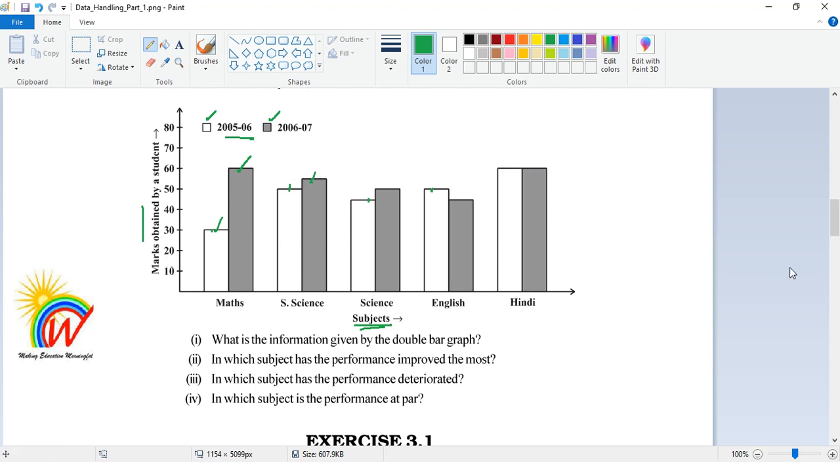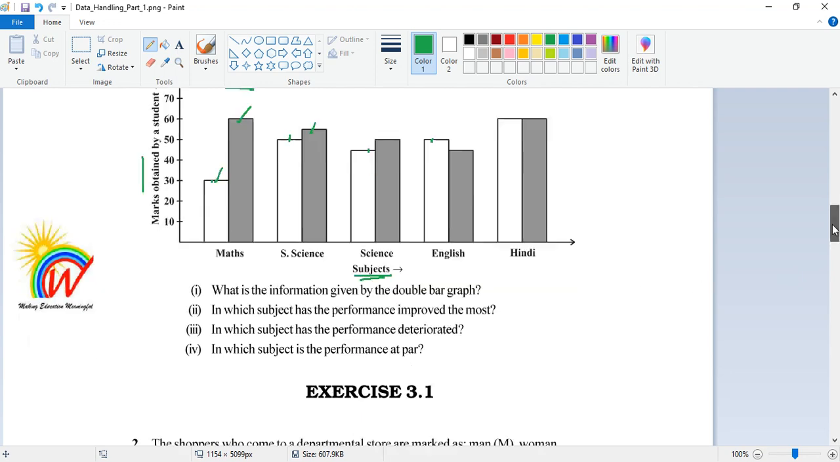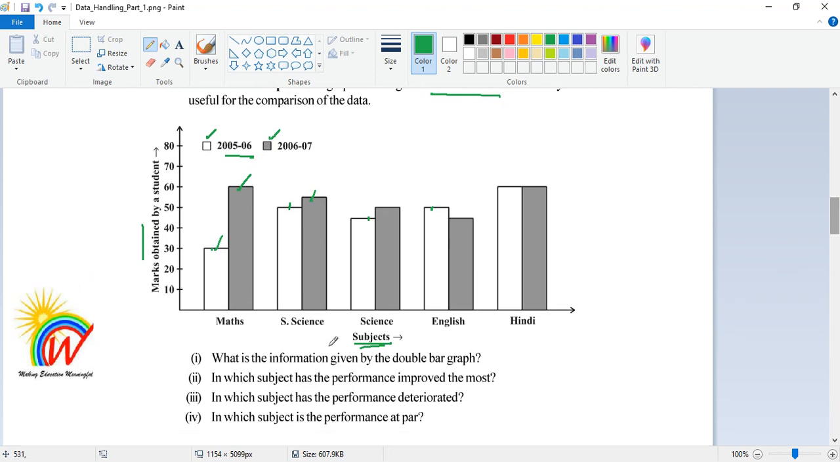Okay, so what is the information given by the double bar graph? We just have to say that it is talking about the marks obtained by a student. Whatever you have written over here, marks obtained by a student in 2 different years, in different subjects, math, science, social science, English and Hindi, in 2 different years, like 2005 to 2006 and 2006 to 2007.